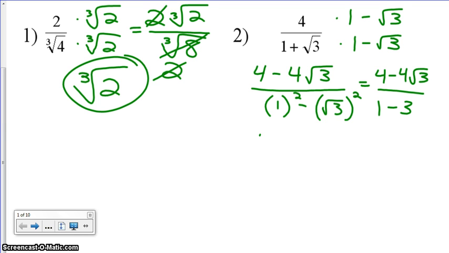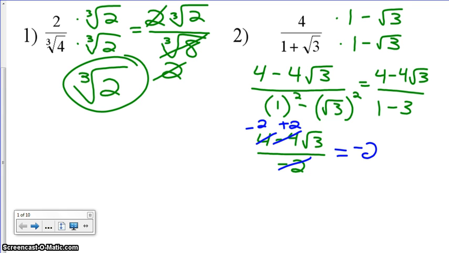So here, 4 minus 4 square root of 3 all over negative 2, which we then can simplify as well. Cross this off. This turns into a negative 2. This turns into a positive 2. So we have negative 2 plus 2 square root of 3.